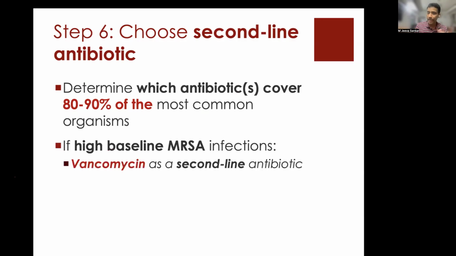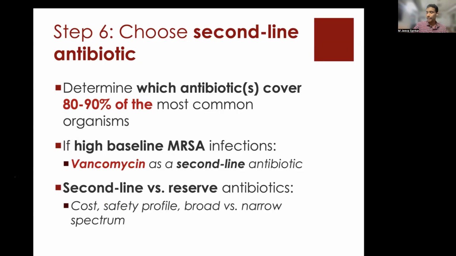If you have high baseline methicillin-resistant Staph aureus or methicillin-resistant coagulase-negative staphylococcal infection in your unit, then you might add vancomycin as a second-line antibiotic instead of changing to better gram-negative coverage. You can actually think of adding vancomycin as a second line. So it depends upon the unit. Now, the second line versus reserve antibiotics. After second line, you have a third line, which is the reserve antibiotics. That usually depends on cost and safety profile. For example, you don't use fosfomycin or chloramphenicol as the second line.